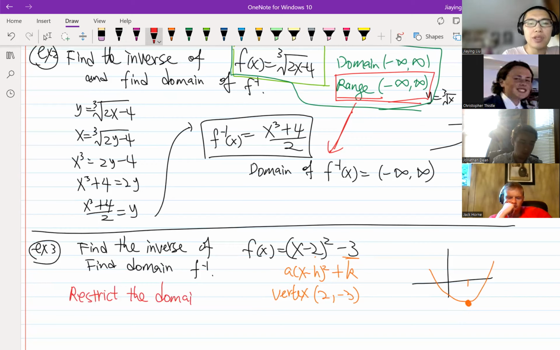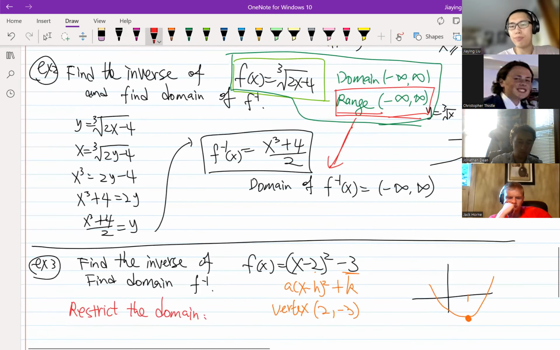What it means is that we're only going to take part of the function to find the inverse. So the domain for quadratic functions is from negative infinity to infinity, right? But here we're not going to take the entire domain. We're only going to take one part of it. Usually we use the vertex as the dividing point. So we're going to take the right half.